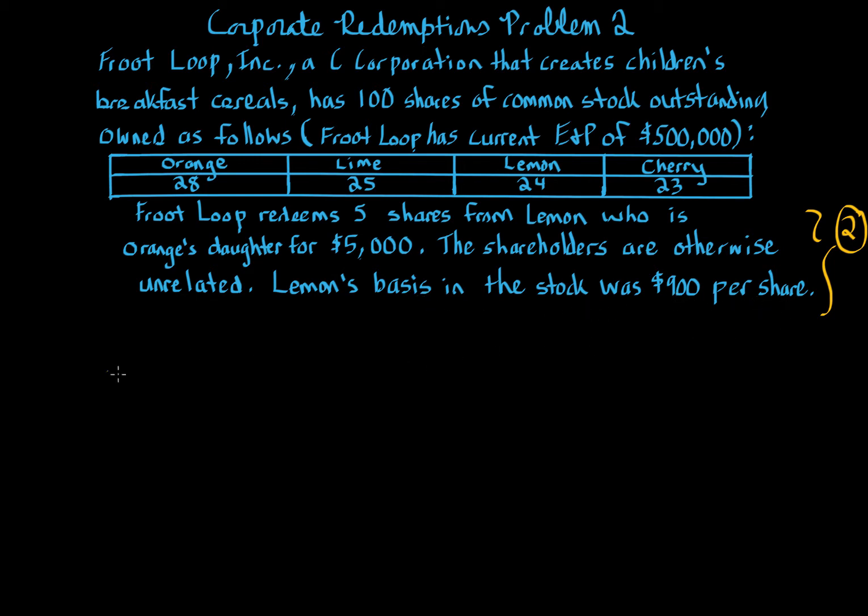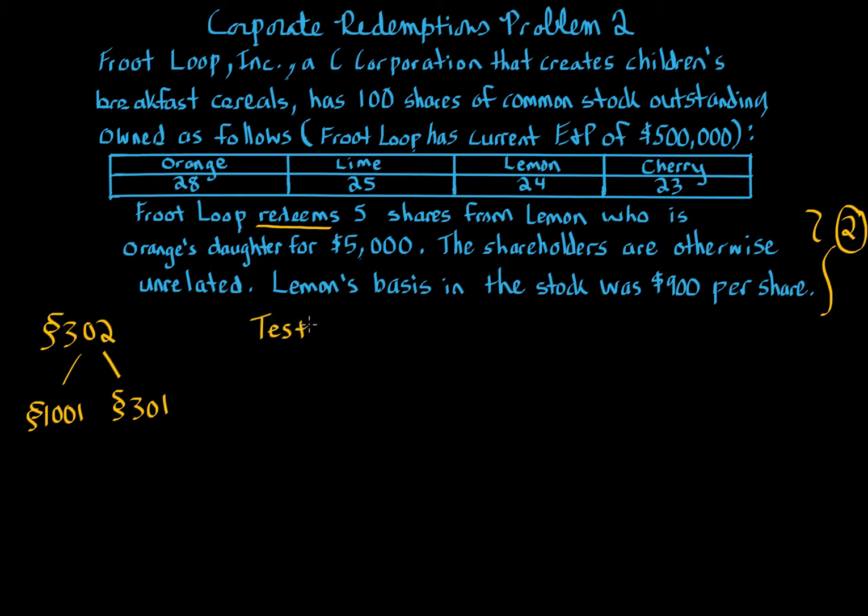Okay, so we go through the same analysis, right? We know that we have a redemption. We have to look at Section 302. It's either going to be treated as a Section 1001 realized gain or loss, which will be recognized, or a Section 301 distribution. All right, so we go through our tests.